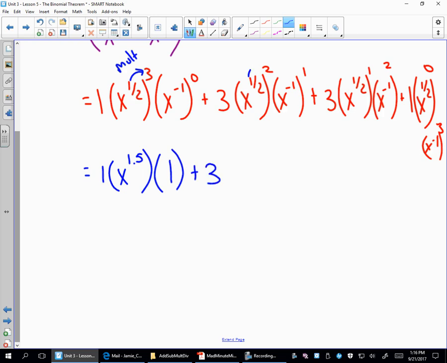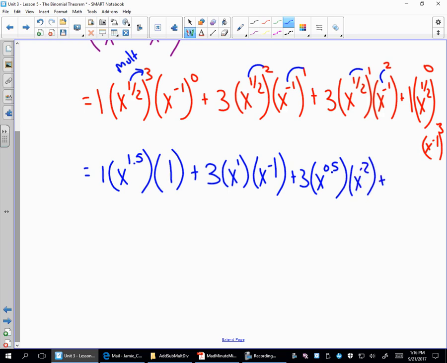3. 1/2 times 2, well, that's just x to the 1. The negative times the positive, well, that's a negative 1. Plus, half of 1 is 0.5. Negative 1 times 2 is negative 2. And the last one, negative 1 times 3 is negative 3.